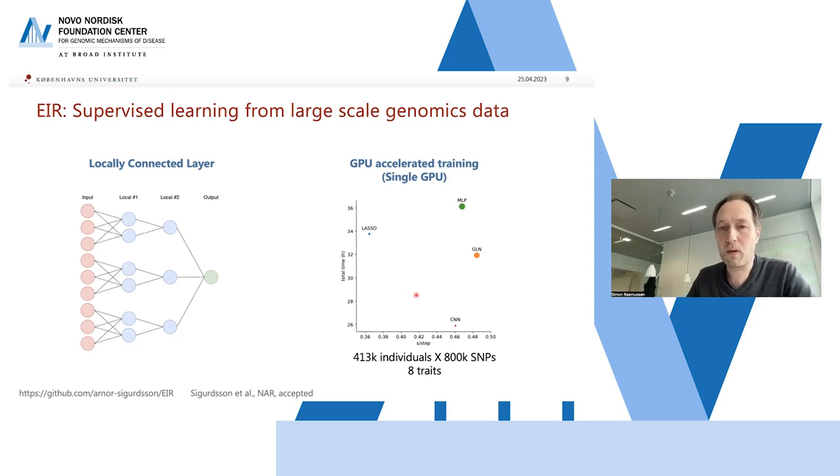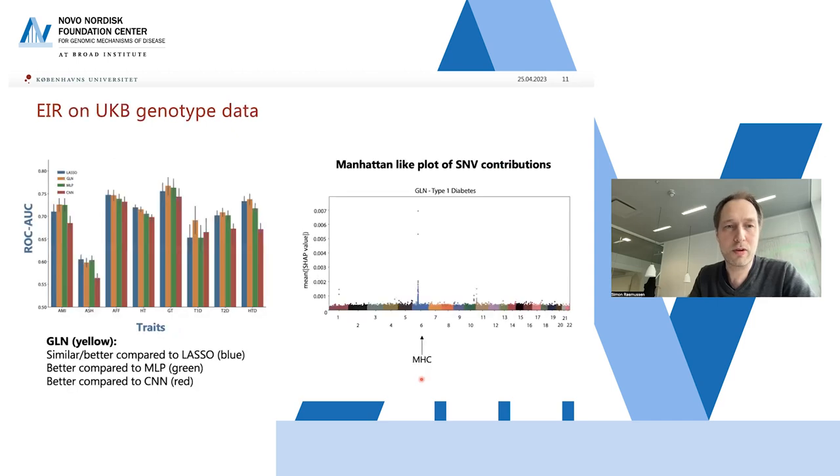I think I'll skip this one here, but basically we are able to train this on a single GPU. I think that was also a lot of engineering from our side. We trained for 400,000 individuals, 8 traits, in only a little bit more than 30 hours. I think that's pretty cool.